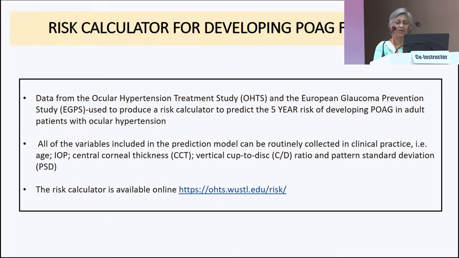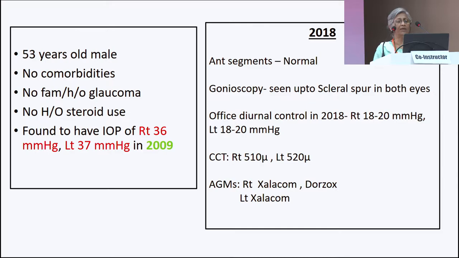I'm going to go to a patient, a 53-year-old male, he had no comorbidities, no family history, no steroid use, found to have pressures of 36 and 37 in 2009, so many years ago. Now this man came back in 2018. His anterior segments were normal. He had grade 3 open angles. His diurnal variation varied between 18 and 20 in the right eye and 18 and 20 in the left eye. Absolutely normal.